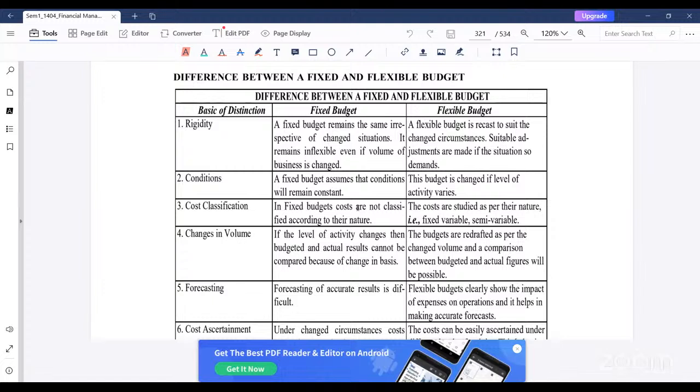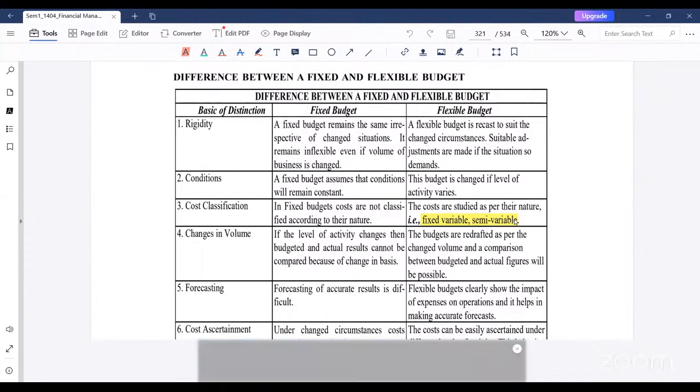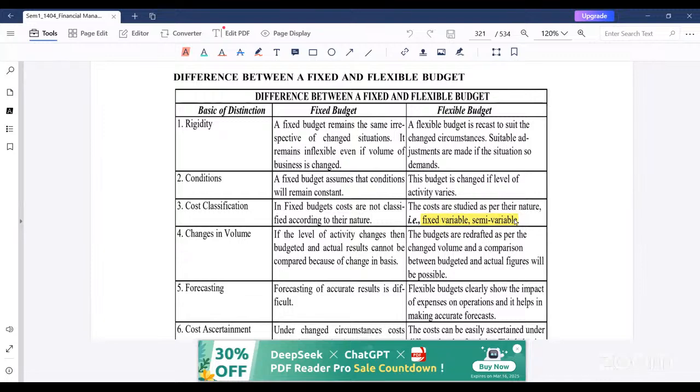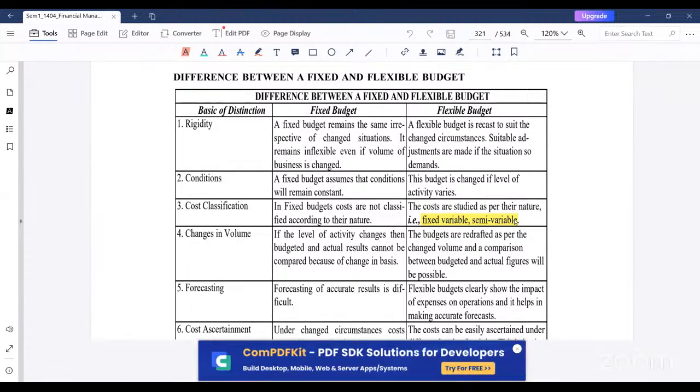Then what are semi-variable costs? These are very important when you are doing the flexible budget. Without this, you cannot understand what actually flexible budget is, because flexible budget is nothing but the sum of fixed cost, variable cost, and semi-variable cost. Fixed cost means the cost which will not change with the level of output. And variable cost means the cost which changes with the level of manufacturing, or the number of units you are producing.